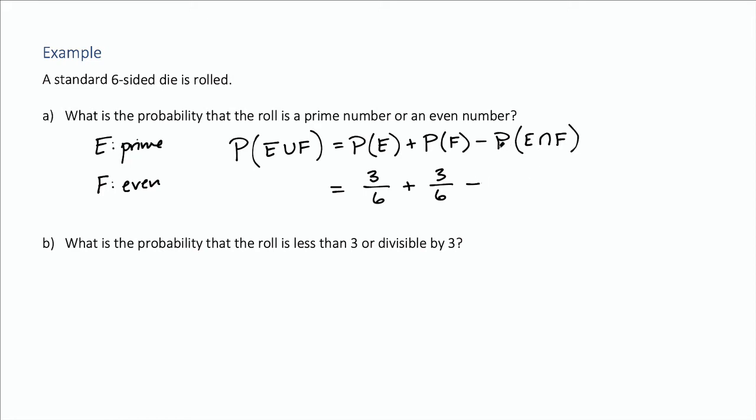Then we need to subtract the probability that the number we roll is both a prime number and an even number. Well, the only number that's both prime and even is 2. So there's only one way that can happen. There's one number that satisfies both out of the 6 on the die. And then we can simplify this. That's 3 plus 3 minus 1, which is 5 out of 6.